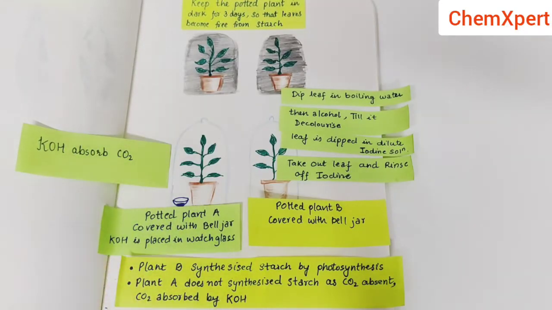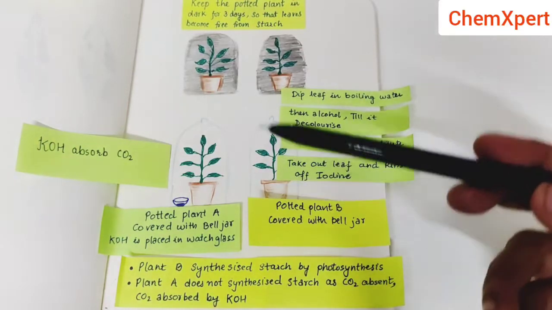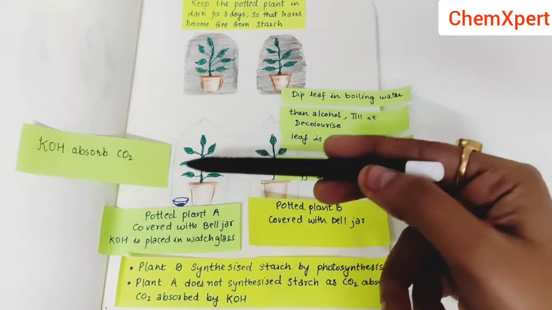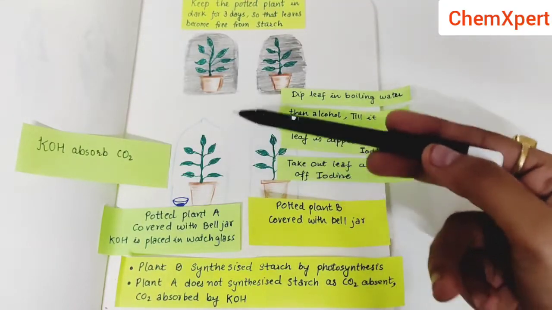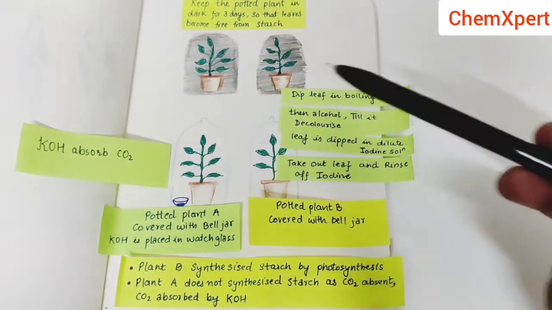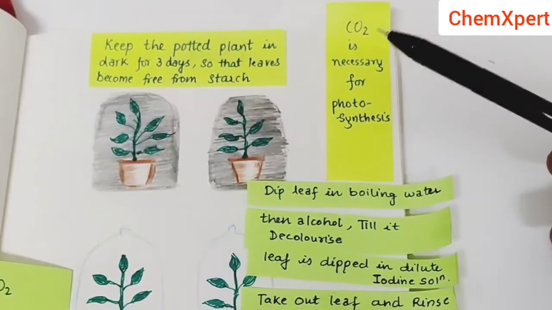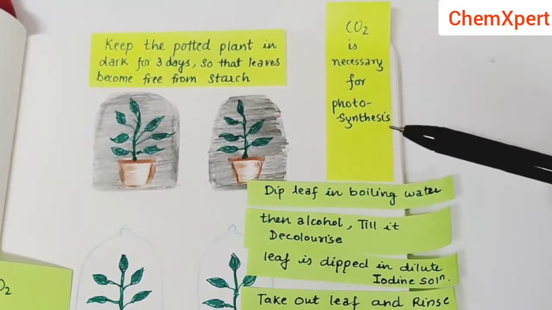So if in the exam a diagram is given to you and in the diagram the bell jar has KOH placed in it, which means the carbon dioxide is absorbed, which means photosynthesis will not take place. And what does this activity prove? This activity proves that CO2 is necessary for photosynthesis.